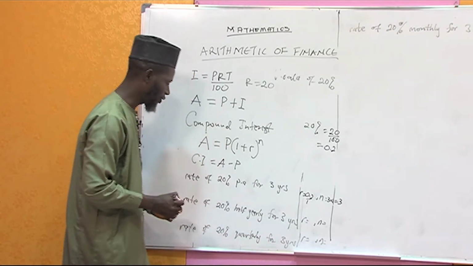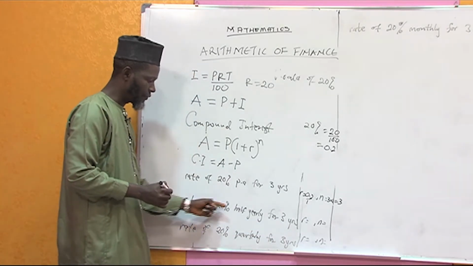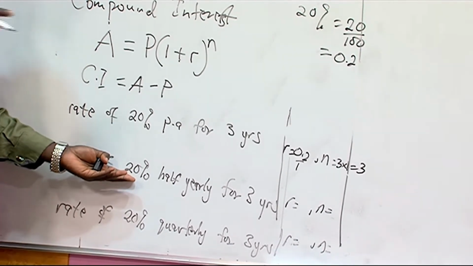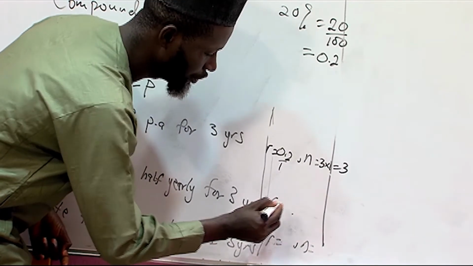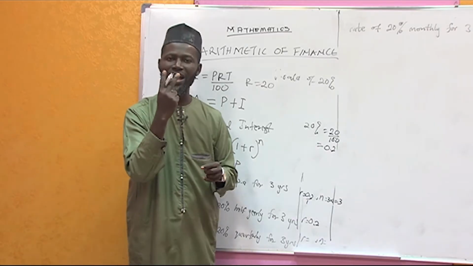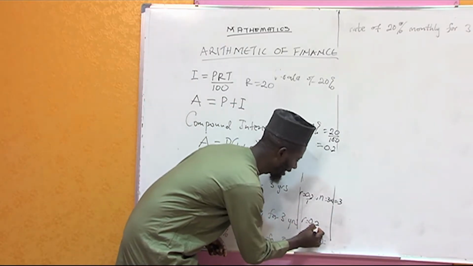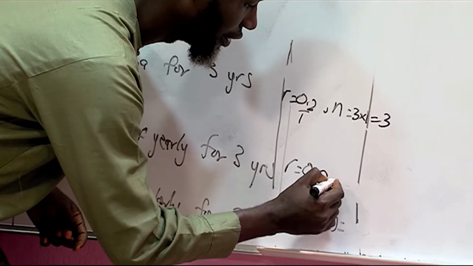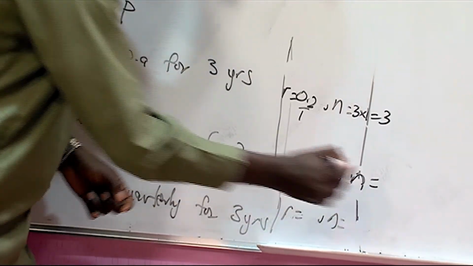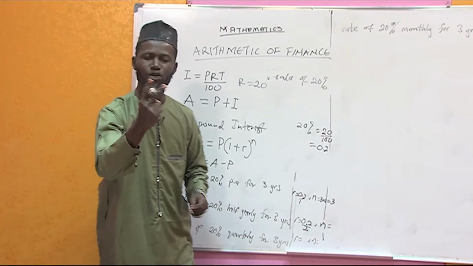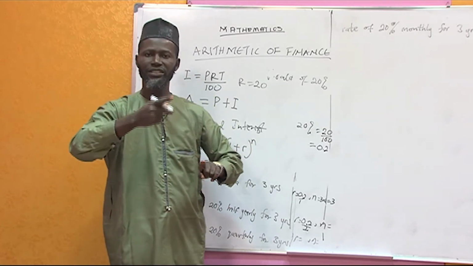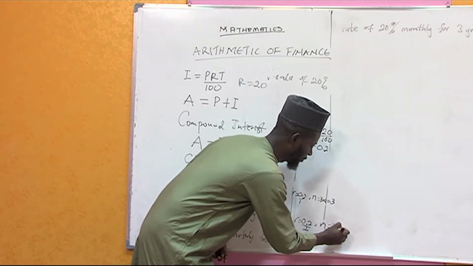Now, let's go to the second one. 20% half yearly. This has to be converted to a decimal, which is 0.2. But for half yearly, that is twice per year, that means divided by 2. So our R is 0.1. Then our n here now simply means twice per year for 3 years, which means 2 times 3, which is equal to 6.